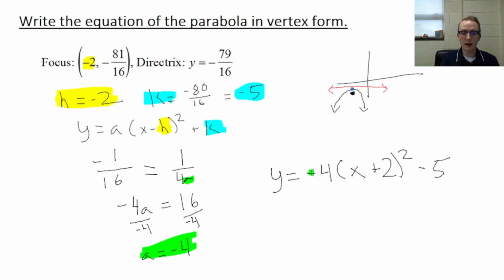So remember, find h and k from your vertex. Either it'll be given to you, or you may have to find the point right in the middle of your vertex, or your focus and your directrix. And then once you know the coordinates of your vertex, all you need to do is find a by utilizing the fact that your vertex is 1/4a units away from the focus and -1/4a units away from the directrix.